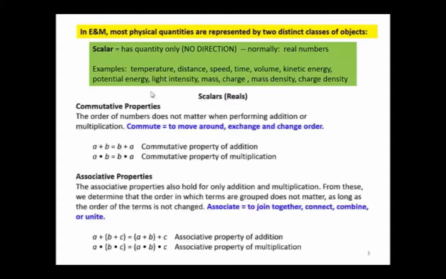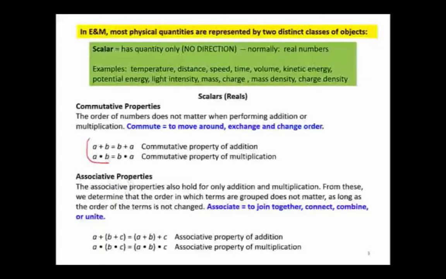Well, the properties of scalars or real numbers include the commutative properties, and by that we mean this situation where if you're adding two scalars and go a plus b, you can reverse those and get the same answer. And the same goes for multiplication.